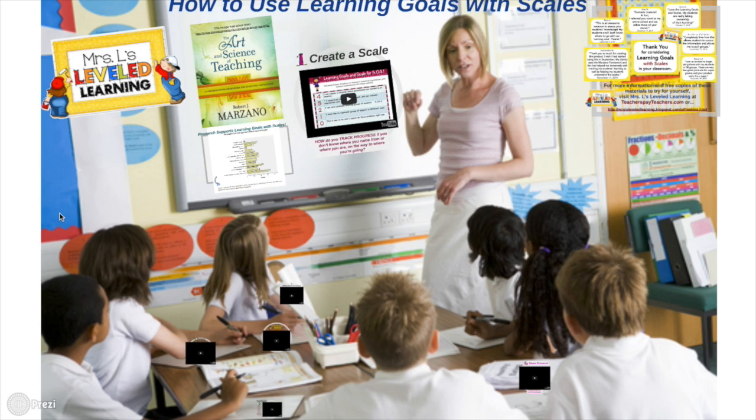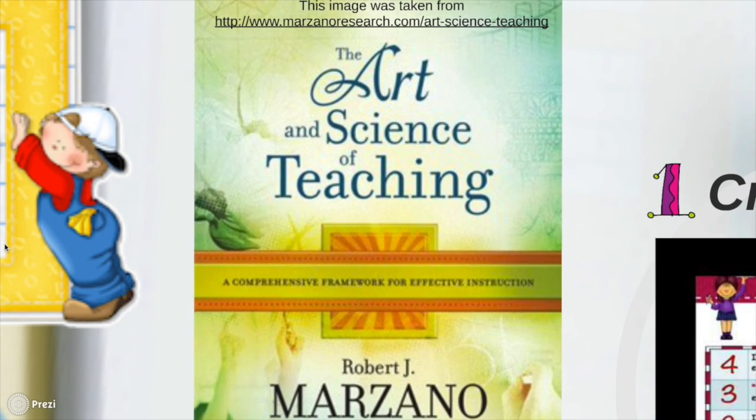The materials you'll see in this presentation were developed in my own classroom, a multi-age classroom with students of varying abilities. Many of you may already be familiar with Robert Marzano's research in the art and science of teaching, a comprehensive framework for effective instruction. I was introduced to this material by my district through some professional development, and since we were switching over to a teacher evaluation system that required us to use learning goals and scales, I started trying to figure out how to streamline this process into my own classroom of multi-age students.